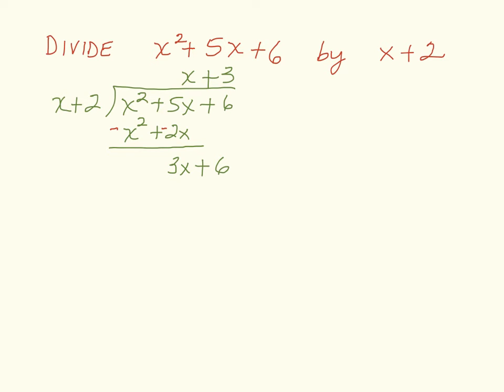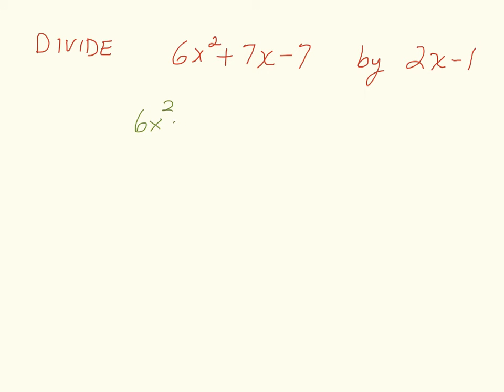Now we take the 3, multiply by 2. Positive 3 times positive 2 is positive 6. Positive 3 times x is 3x. Next step is subtraction. Change the signs. That's what subtraction does. And then we are left with the remainder of 0.